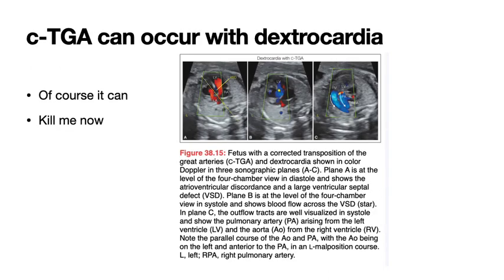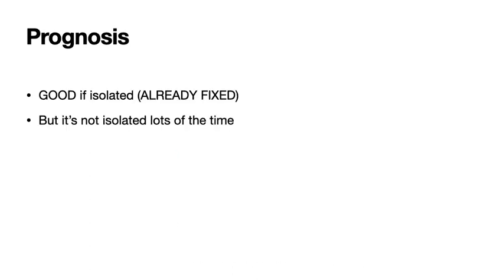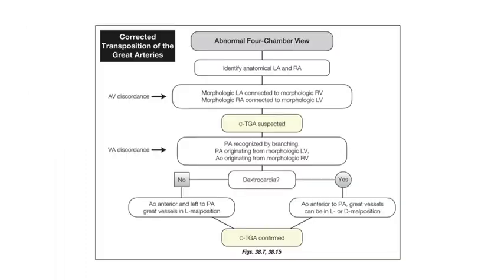TGA can occur with dextrocardia. Of course it can. Everything seems to be in every possible way it can be, just to mess things up. And what's the prognosis for congenitally corrected? Well, the reason that it's good if it's isolated is that it is already fixed. But the problem is a lot of times it is not isolated.